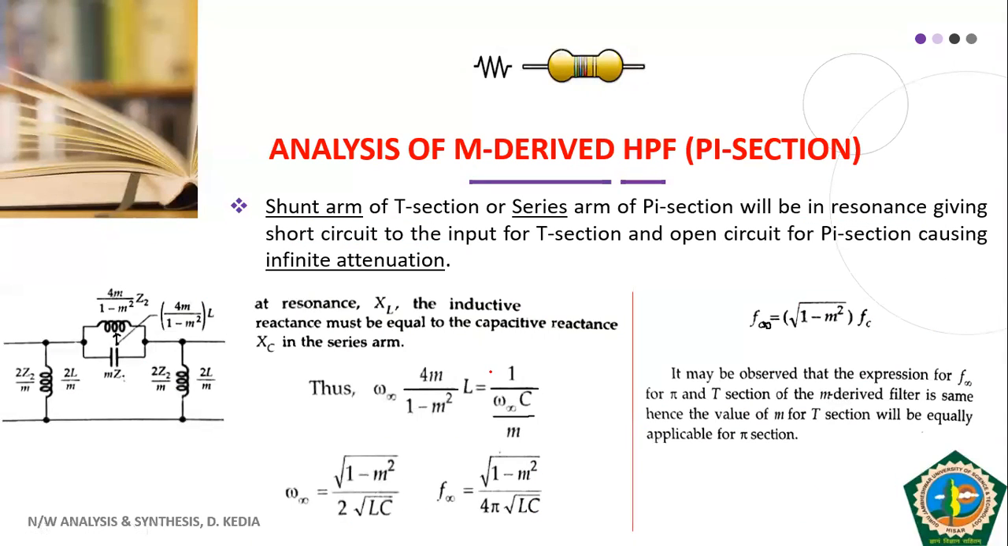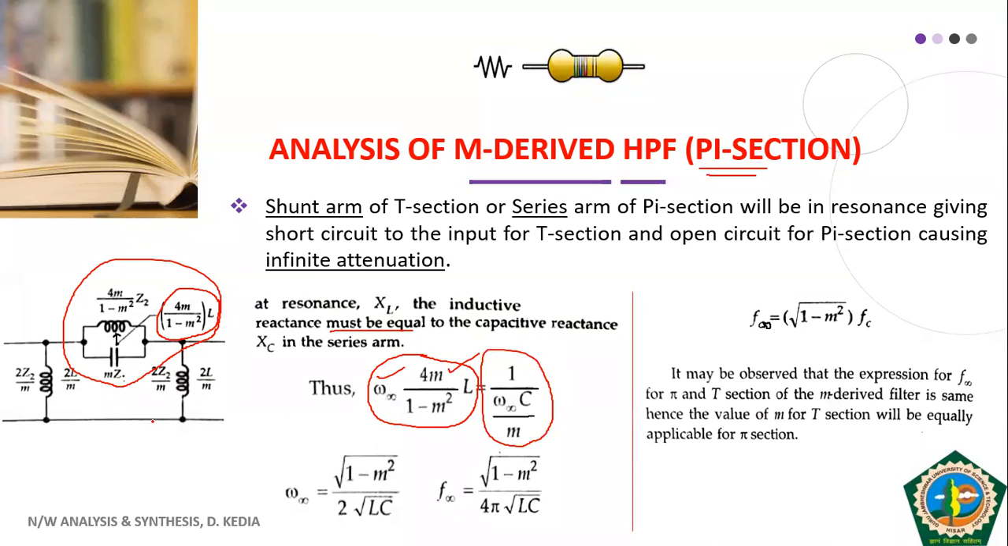So this is for your high pass filter pi section. In case of pi section, we will take into consideration the series arm. This will be in resonance, as we have seen that inductive reactance and capacitive reactance must be equal. So what do we have? This is our omega L, that is inductive reactance. What is our L? 4m by 1 minus m square into L and into omega, equal to Xc, that is 1 by omega C.